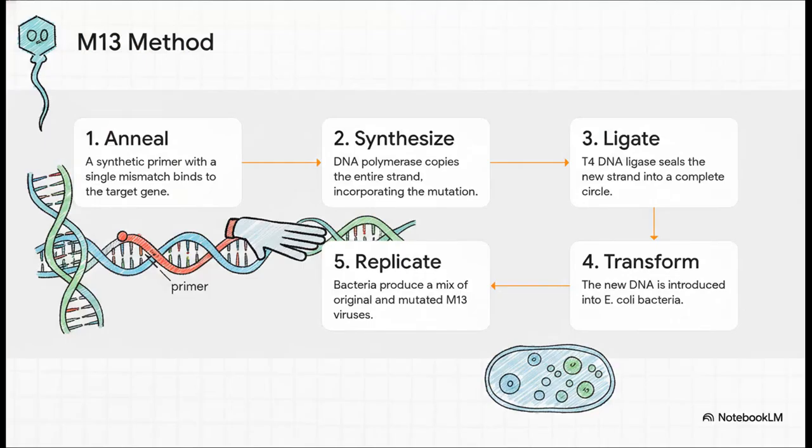So the process actually started with a virus called M13. What scientists would do is create a tiny synthetic piece of DNA, we call it a primer, that was almost a perfect match for the gene they wanted to edit. The key word there is almost. They would intentionally build in a single tiny typo. You can think of this primer as a bookmark you stick in a book, but this bookmark has a spelling mistake written on it. The cell's own natural DNA copying machinery comes along, sees this bookmark, and uses it as a starting point to copy the entire strand, faithfully writing that typo right into the new genetic code.